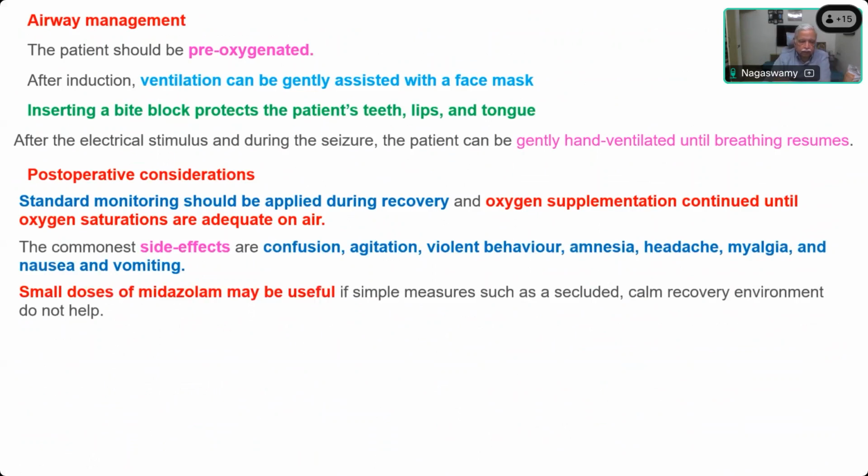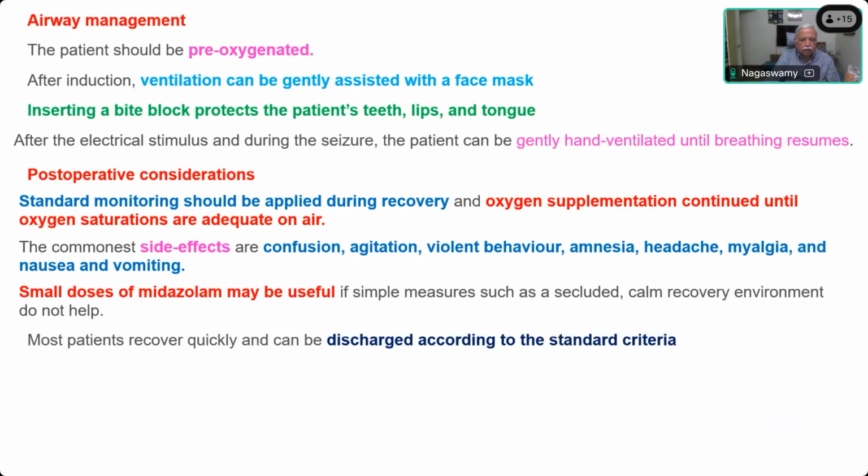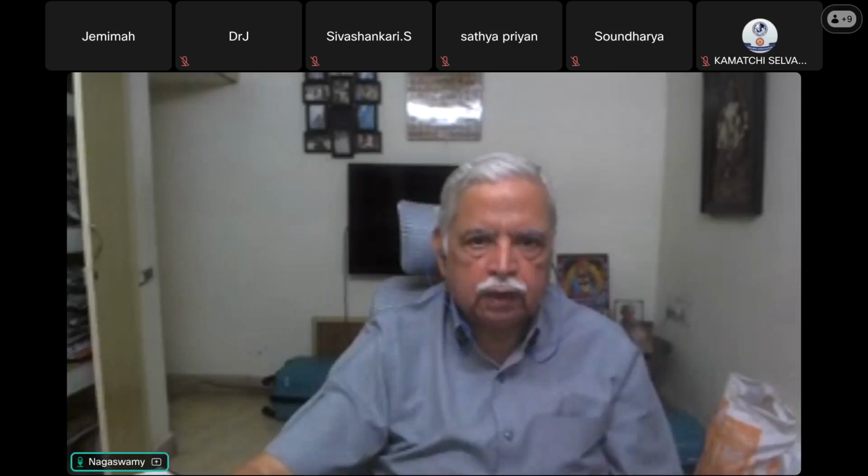For that, after the seizure is over, you can give small doses of midazolam. So that will not interfere with any further resistance. And most patients recover quickly and can be discharged according to the standard criteria. So these are all the points that you are supposed to mention. Don't forget to mention remote site anesthesia, as in NORA, as the first point. Okay, and all other things are mentioned nicely by Janama that can be used.